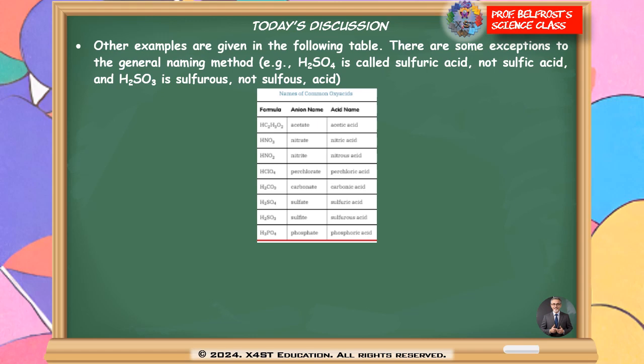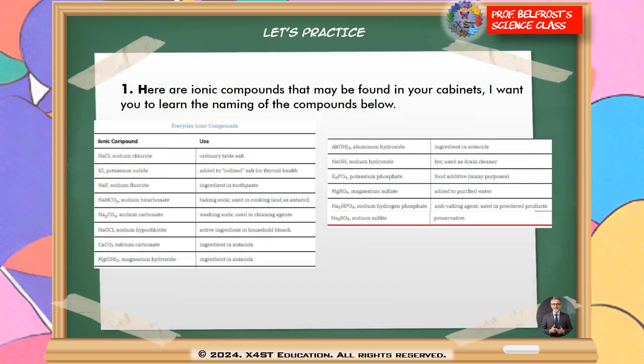Great. Other examples are given in the following table. For example, you have HNO3. It's not nitrate, it's nitric acid, and more. But here are some exceptions. For example, H2SO4 is called sulfuric acid, not sulfic acid. And H2SO3 is sulfurous acid, not sulfic acid. So you need to commit to memory the exceptions here.